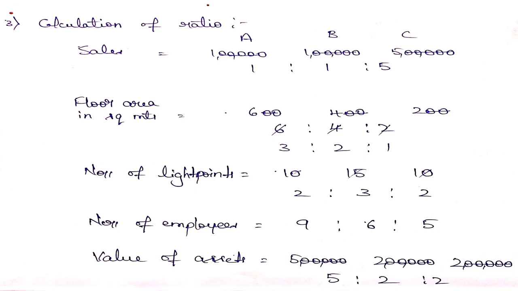And next is number of employees. They have given 9, 6 and 5. So 9, 6 and 5 can't be further simplified. If you cannot simplify and find out the ratio, just stop there itself. So the three department ratio is 9:6:5. And the last is value of assets. Value of assets is 5 lakhs, 2 lakhs and 2 lakhs. So cancel all the common zeros. You will get 5:2:2, and further you can't simplify.